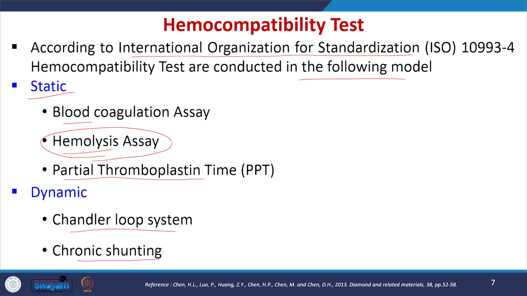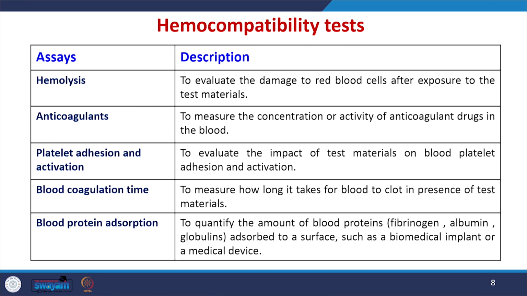Before we learn about hemolysis assay more in detail, let us see what are the various hemocompatibility tests. Under the hemocompatibility test, there are various assays. Let us see one by one in detail. The first one is hemolysis assay. This assay is to evaluate the damage to red blood cells after exposure to the test material. The test material can be a biomaterial or it can be a nanomaterial or any kind of test substance.